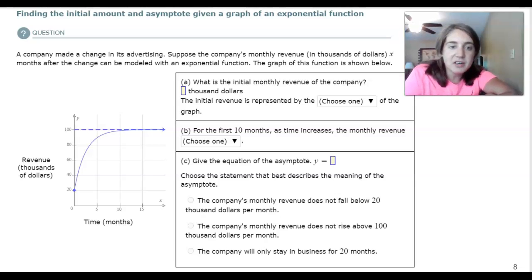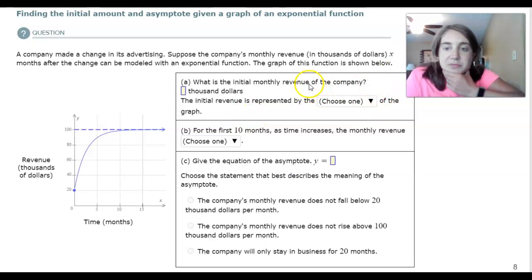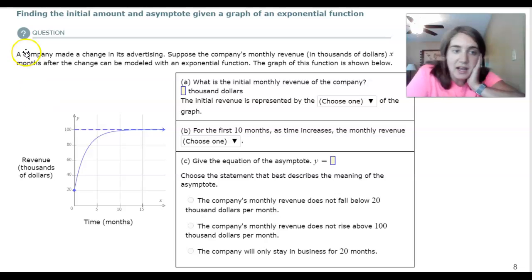A company made a change in its advertising. Suppose the company's monthly revenue is modeled by the function below. So this is time and how much they get. What is the initial amount that they have? So this initial amount is what we started with at time 0.